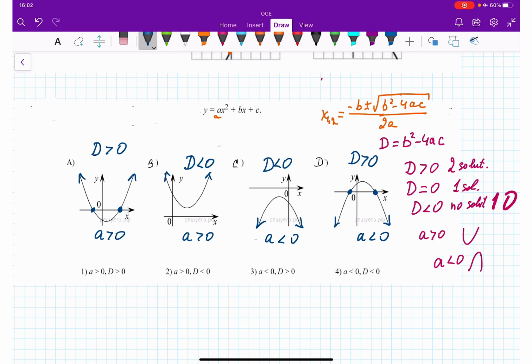Okay, let's identify which one is matched to which one. So A, we have D greater than 0, A greater than 0. Which one is that? It's number 1, okay? This is A. Next, D less than 0, A greater than 0. Here it is, B. Because D less than 0, A greater than 0. Next, D less than 0, A less than 0. Here it is, number 4 is C. And D greater than 0, A is less than 0. This is going to be our D.